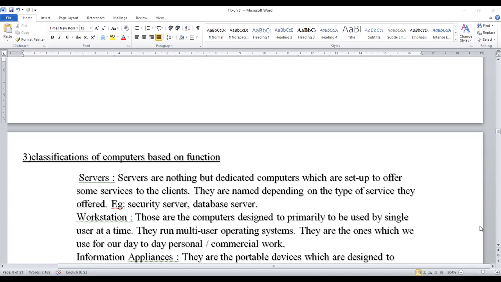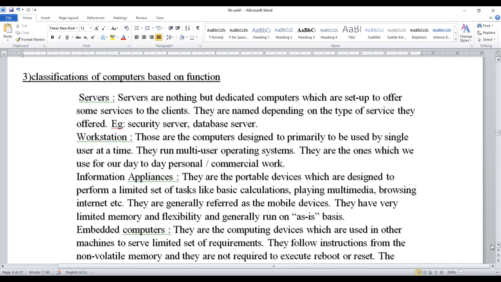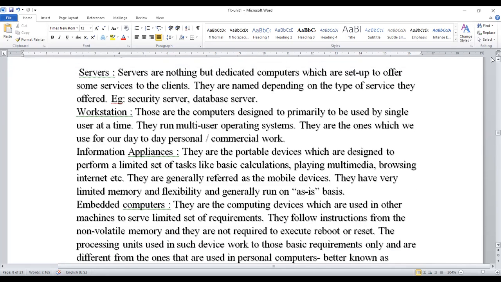Okay. So next is classification of computers based on functions. Based on functions, there are different types of computers like servers. Servers are nothing but dedicated computers which are set up to offer some services to the clients.